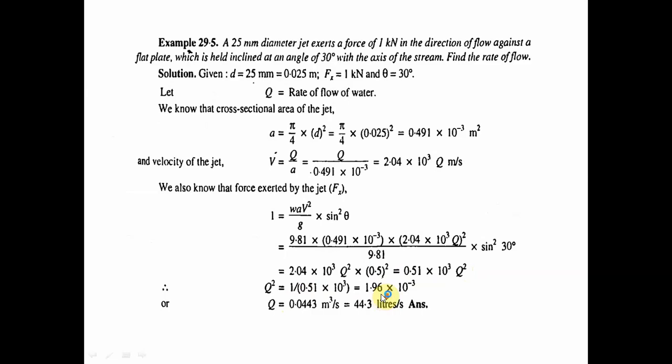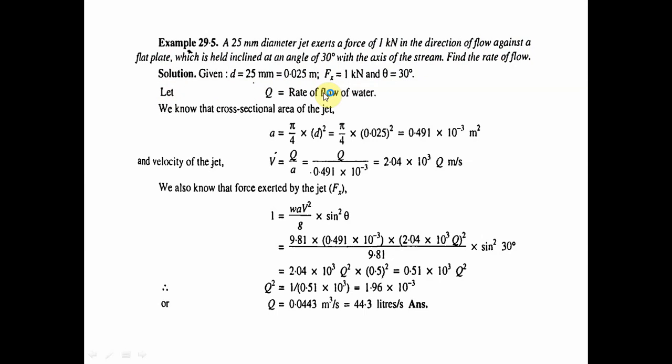Okay. So next one, a 25 mm dia jet exerts a force of 1 kilonewton in the direction of the flow against a flat plate which is held inclined at an angle of 30 degree with the axis of the jet. Find the rate of the flow. Okay, given diameter 25 mm, that is equal to 0.05 meters, then Fx is equal to 1 kilonewton and theta is equal to 30 degree.